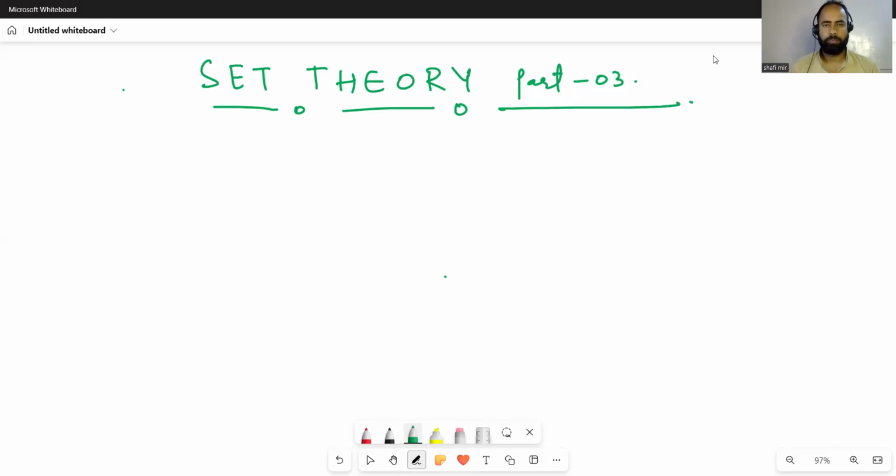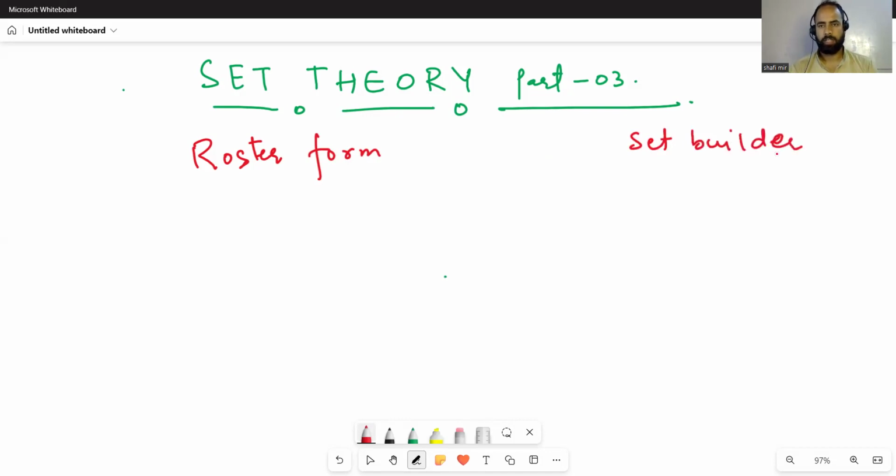In the previous class, we had started the different types of representation of sets. How do we represent sets in two different forms? One is roster form, the other is set builder form. Is that clear? Very good. So, let us take one more example to understand it better.